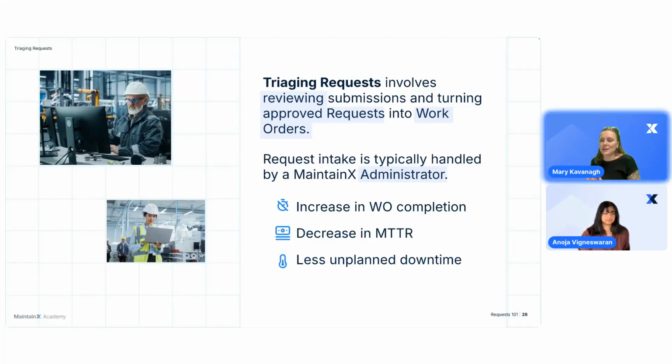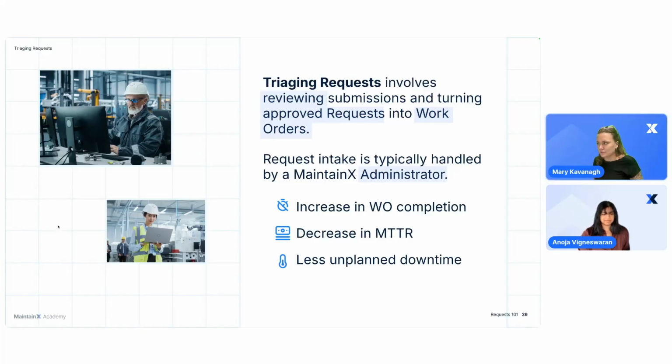Now, good request management pays off. It leads to higher work order completion rates. It leads to reduced MTTR, like we discussed right at the beginning, and a decrease in unplanned downtime, right? Because we're able to go and address the issue sooner. So this sounds to me like we would most definitely want to do it and get them done.